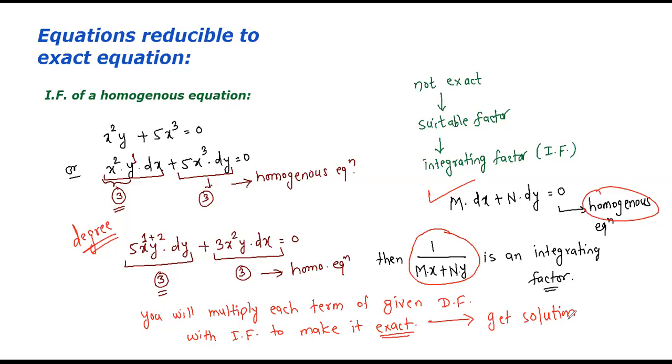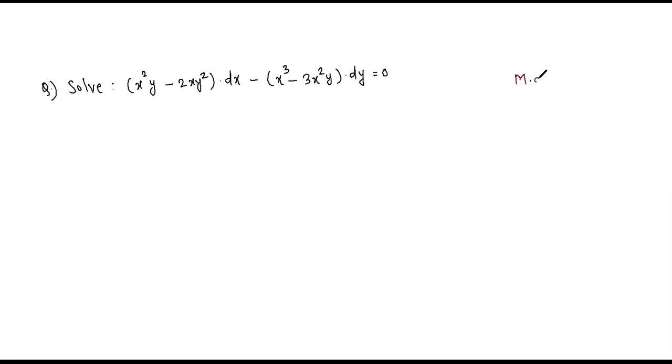Let us solve one problem based on this concept so that it will be clear to you. Now suppose the given problem is: solve x square y minus 2xy square into dx minus x cube minus 3x square y into dy is equal to 0. First condition is satisfied, that it is of the form m dx plus n dy is equal to 0.